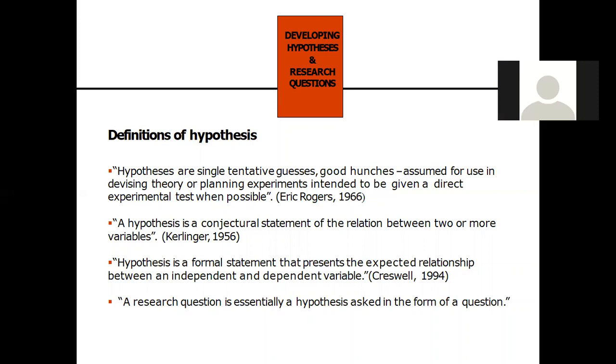Planning experiments. Experiments, okay. Objectives. Sir, relationship between two or more variables. Are these things mentioned in this definition? Yes, what you have said is very, very correct. I am talking about only the first one, the first case. Definition by Rogers.